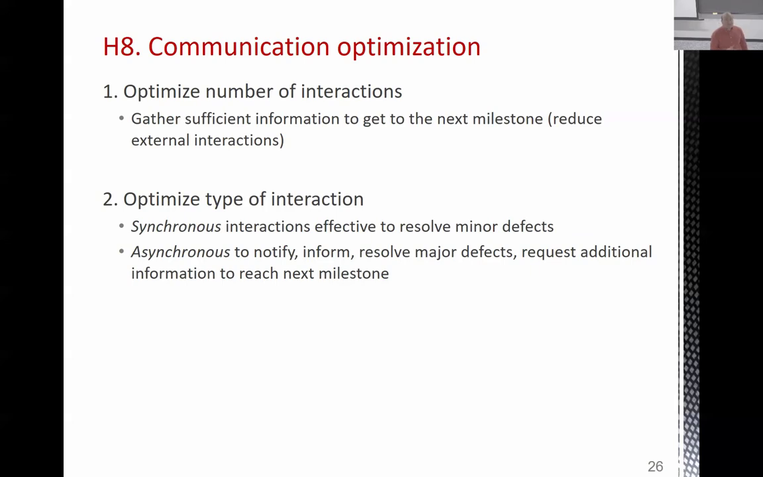With respect to the types of interactions, the general principle is that synchronous interactions like chat or telephone are very good for solving minor defects. So if you have some potentially minor question or defect to ask, think about doing it synchronously to speed up things. On the other hand, asynchronous communication like email communication is better to do notifications and to resolve major defects, such as requesting additional information in order to reach the next milestone in your process.